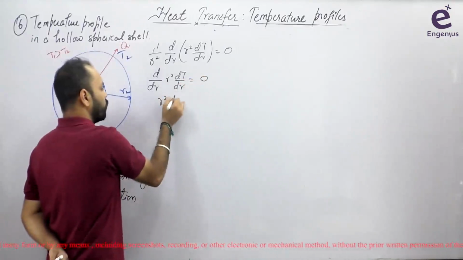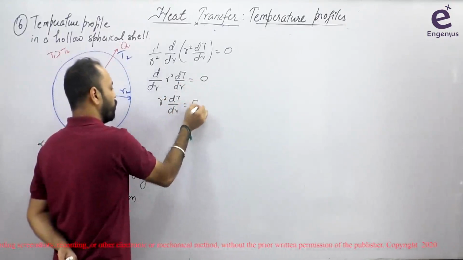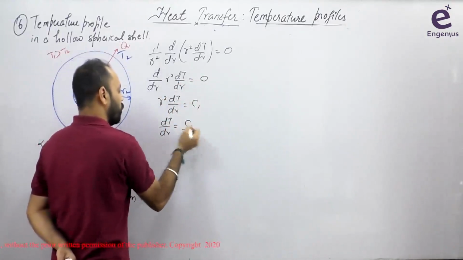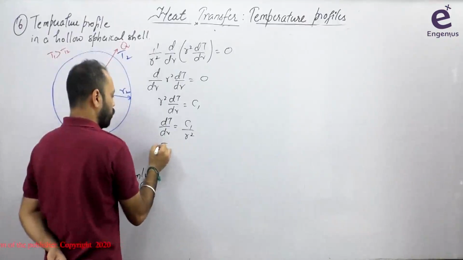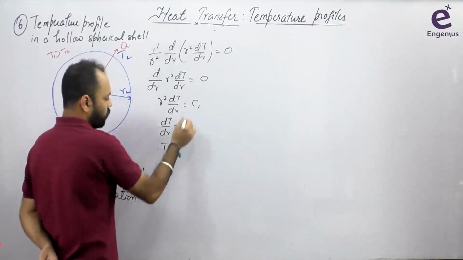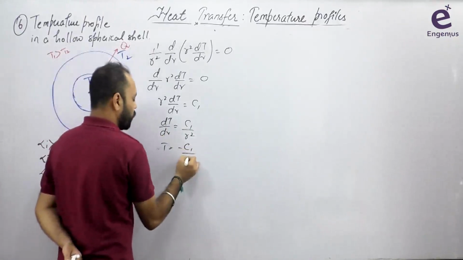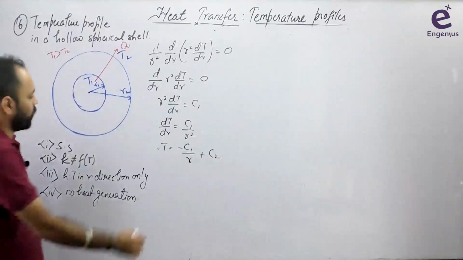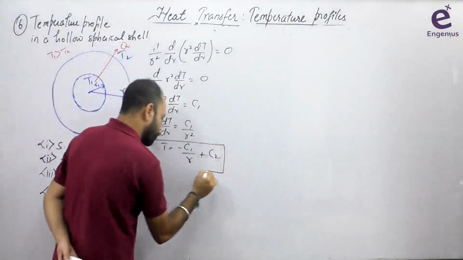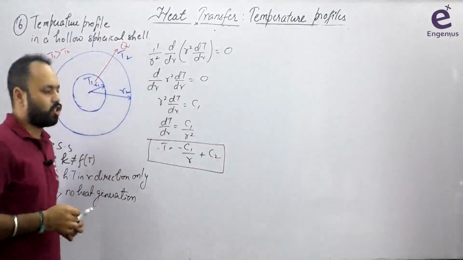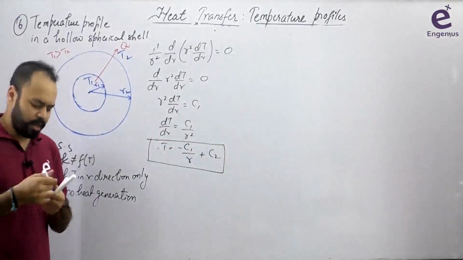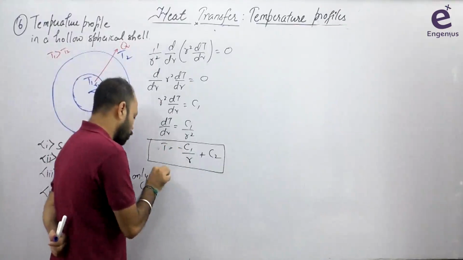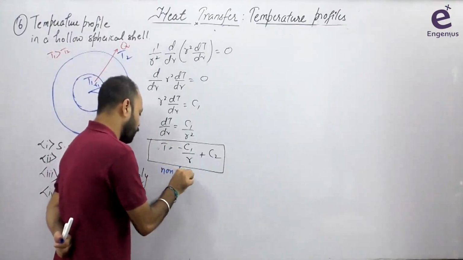Integrate it. r² dT by dr is equal to C1. dT by dr is equal to C1 by r². Again integrate. dT or T is equal to integral of C1 by r², integral is minus C1 by r plus C2. ठीक है क्या? राइट. This is the temperature profile. क्या लगता है? लीनियर है? Of course it is nonlinear. What is the nature? T is equal to C1 by r. किसकी इक्वेशन है ये? हाइपरबोलिक. Okay, so nonlinear of course, and in nonlinear which category?